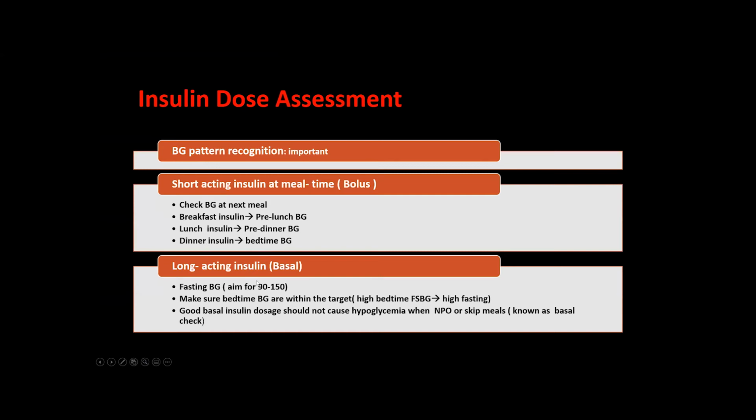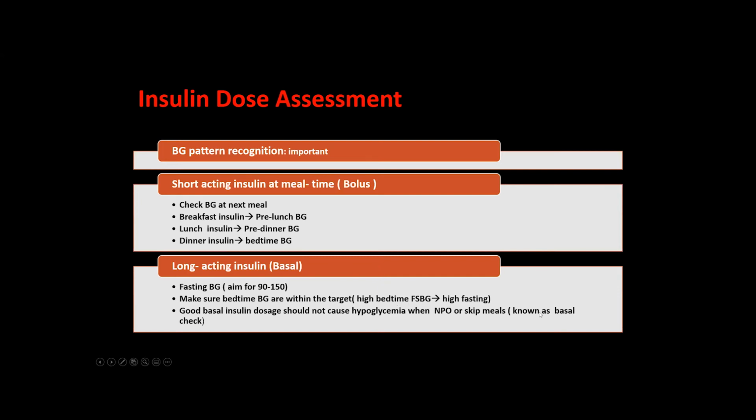How about the long-acting basal insulin? You have to look at the fasting glucose. You usually aim for 90 to 150. If you really want tight control, you can aim for 90 to 120. But you have to make sure that bedtime glucose is within the target, because if you go to bed with high glucose, very likely you will wake up with high glucose. So if you went to bed with a glucose of 110, 120, and next morning your sugar is 200, that means your basal insulin is not good enough.